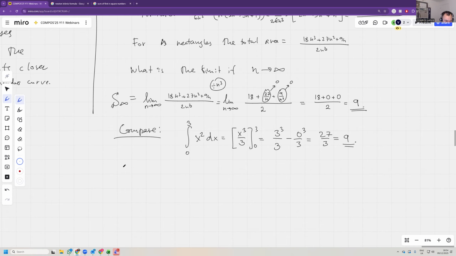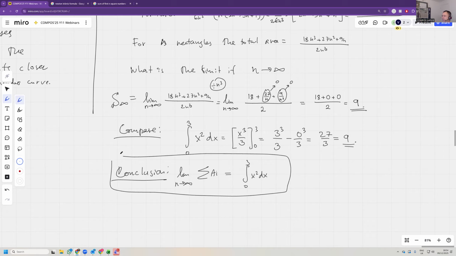So, conclusion. The limit of the sum of the areas as n tends to infinity is equal to the integral of x squared dx from 0 to 3. Okay.